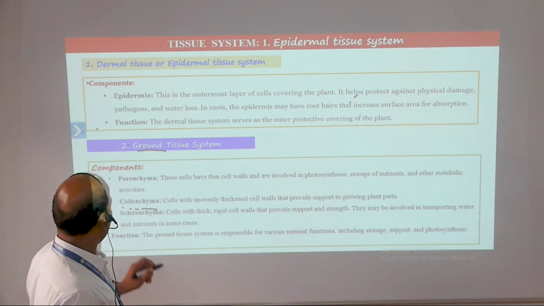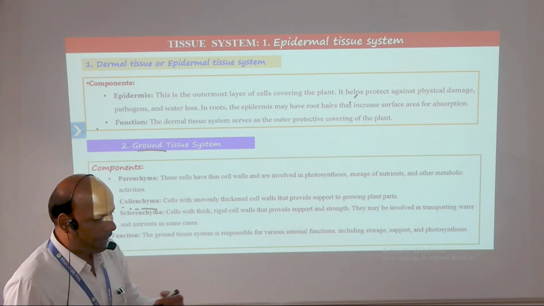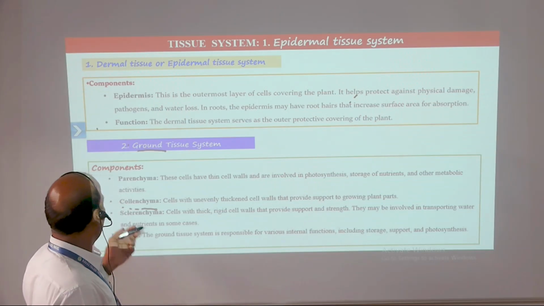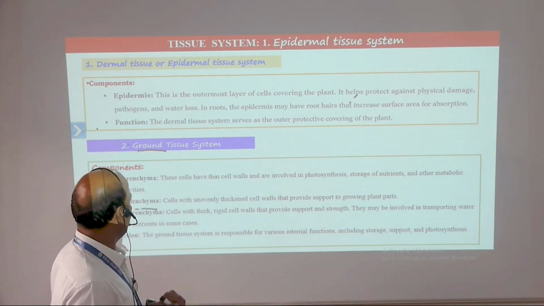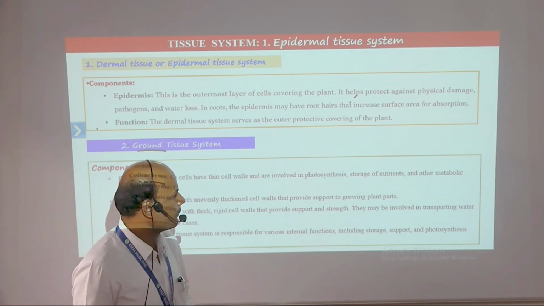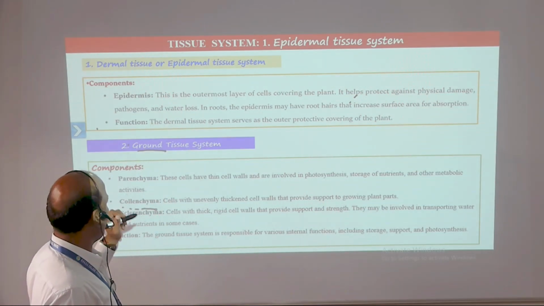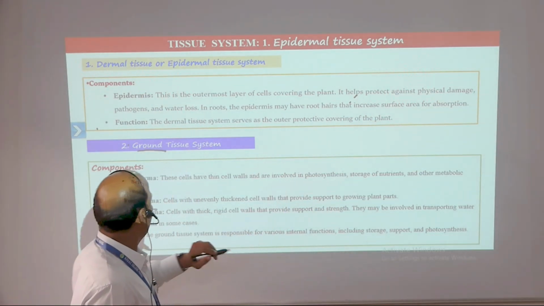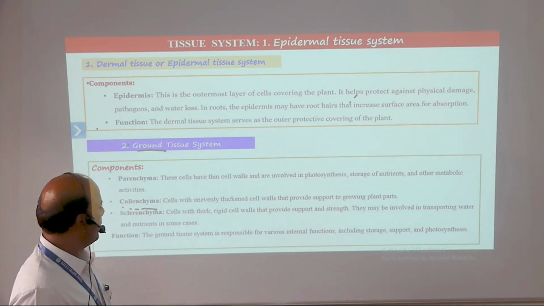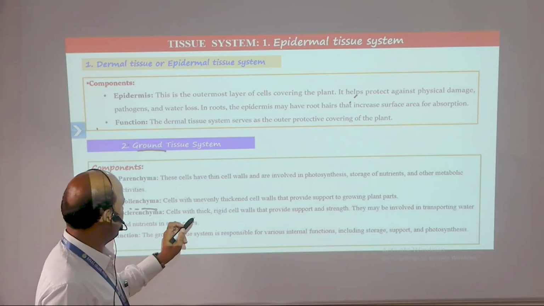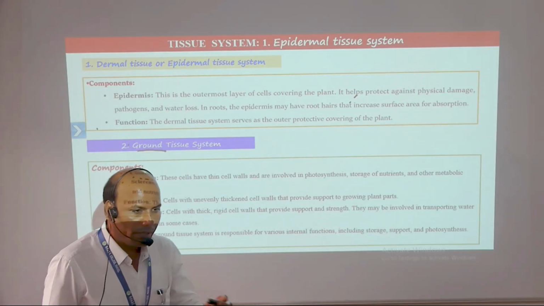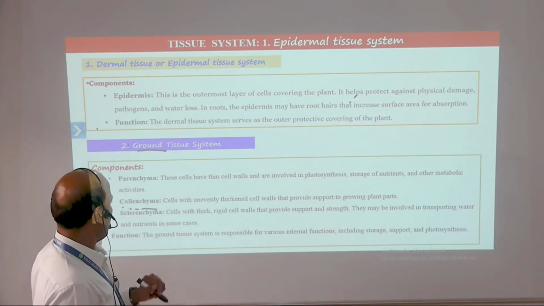Now we'll see the first, parenchyma. What is parenchyma and where is it present? It is present below the epidermis. The parenchyma cells are living cells with thin cell walls, involved in photosynthesis, storage of nutrients, and other metabolic activities. So parenchyma is a living tissue. Then what about collenchyma? The cells of collenchyma have unevenly thickened cell walls that provide support in growing plant parts. That is the second type of tissue.